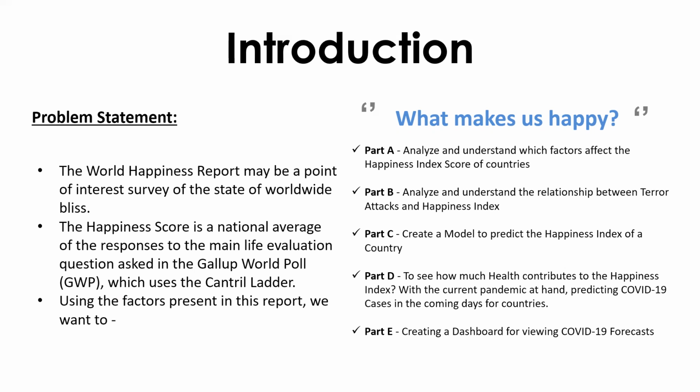For part D, as you'll see in the coming slides, health becomes one of the major factors that affects the happiness index score of countries. Considering that observation, we wanted to tie it to our current scenario of the COVID-19 pandemic. To do that, we used the COVID-19 dataset to build a forecasting model. And in part E, using the forecasting model, we created a dashboard for viewing the forecasts in a better way.